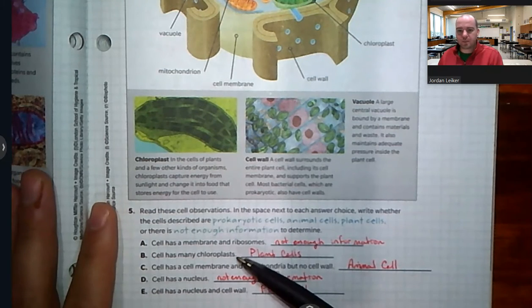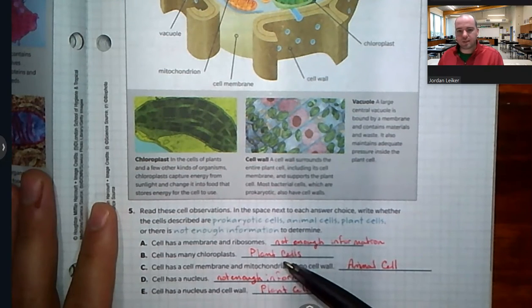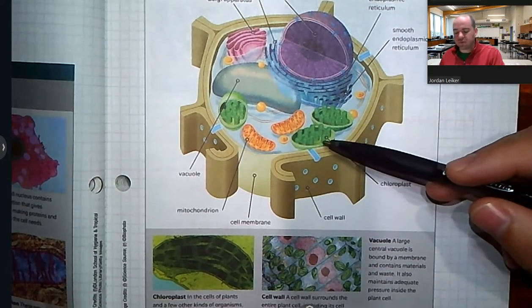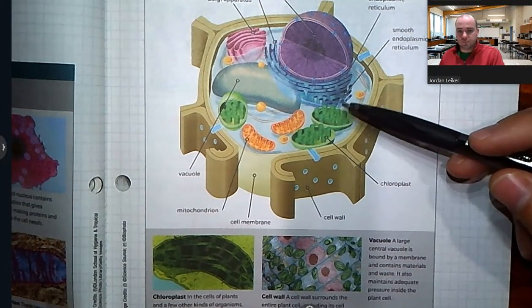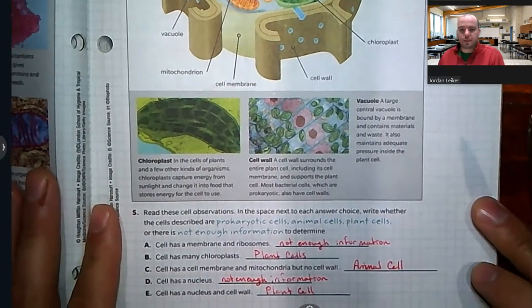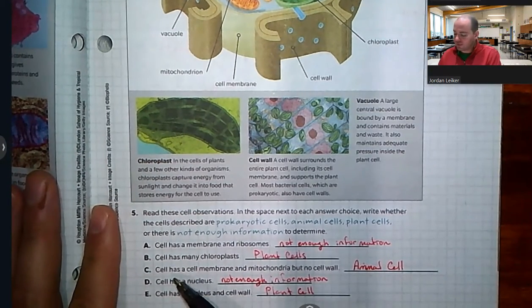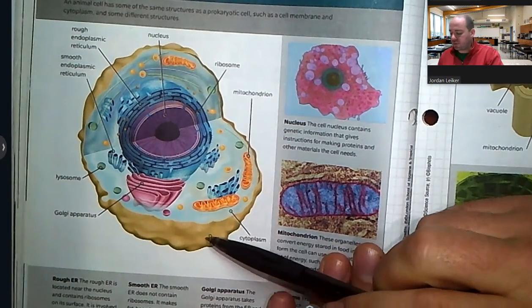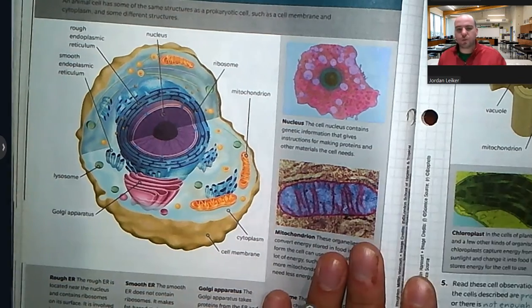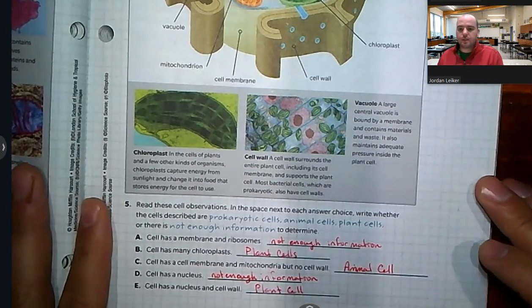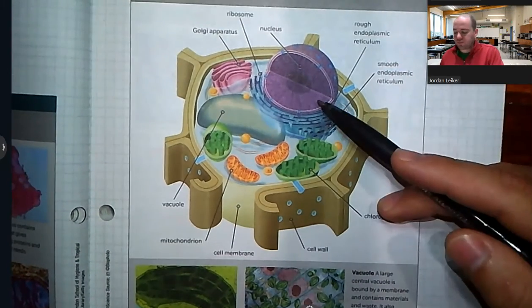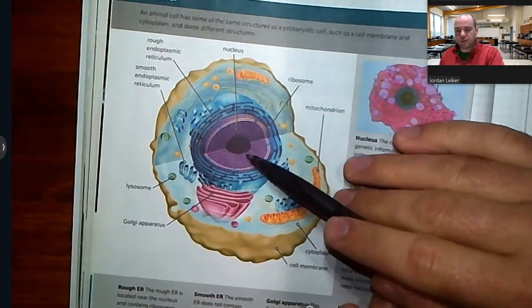But if a cell has many chloroplasts, usually that's going to be a plant cell. There are some examples, some single-celled organisms that also have chloroplasts, but generally speaking, if it has a chloroplast, it's going to be a plant cell. If the cell has a cell membrane and mitochondria but no cell wall, that's an animal cell. So if we look here at our animal cell, it has a cell membrane, it has mitochondria, but it doesn't have a cell wall. That's an animal cell. And if it has a nucleus, well, if we look here at the plant cell, it has a nucleus right here. The animal cell also has a nucleus right here.